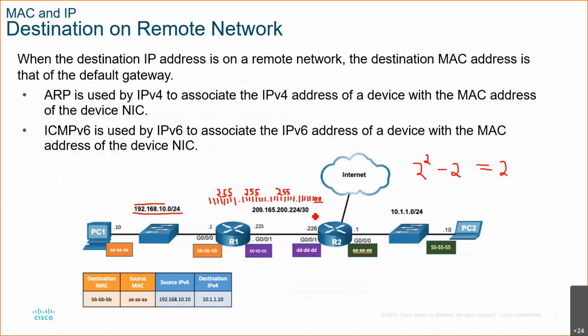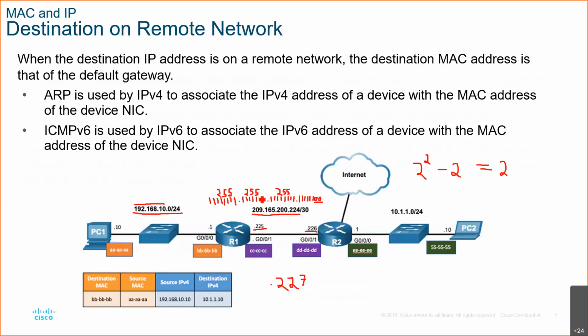So this is the network address, 209.165.200.224. The first device will be .225. The second device is, sorry, .226 is the second device. The broadcast address is .227. This is something I keep repeating so that we really become good.